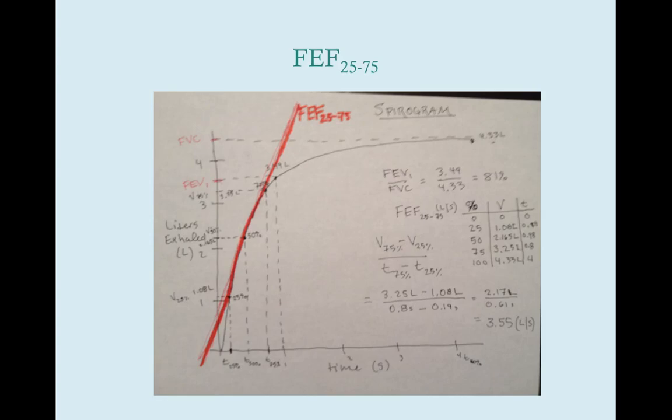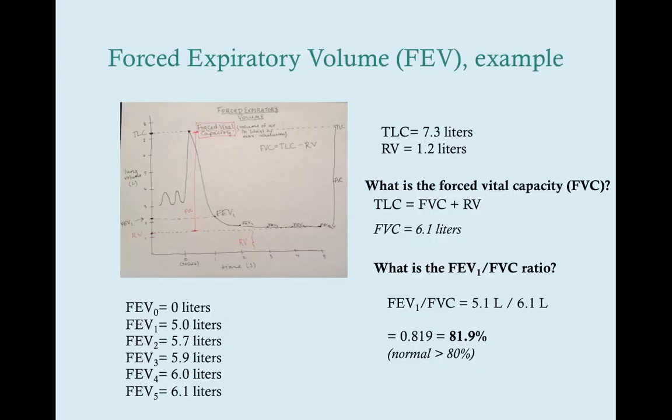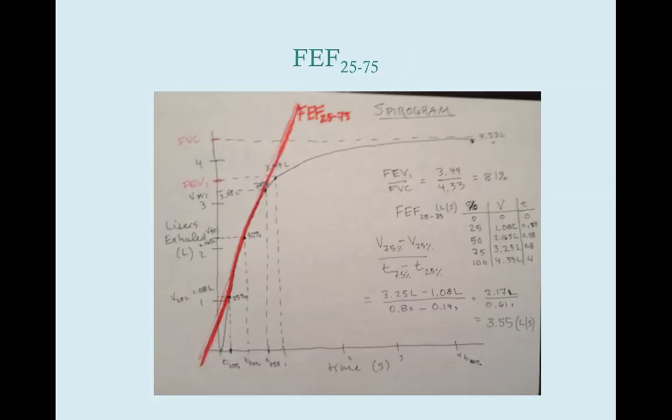And the reason I bring this up is not to confuse you, but because the FEF 25-75 is actually a more specific and earlier predictor of obstructive disease than your FEV1 over FVC ratio. But the FEV1 over FVC ratio, you do need to know how to equate for the USMLE. This, you don't need to know how to equate, but I did show you how for your information.